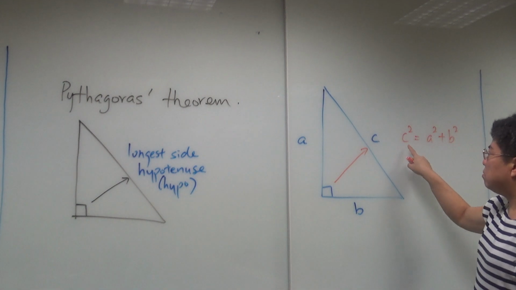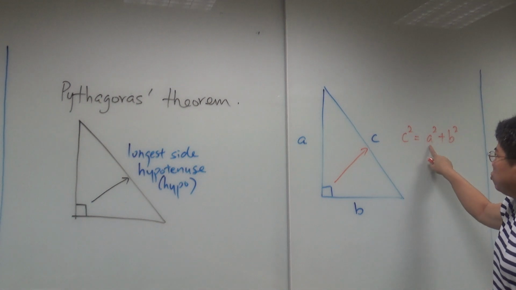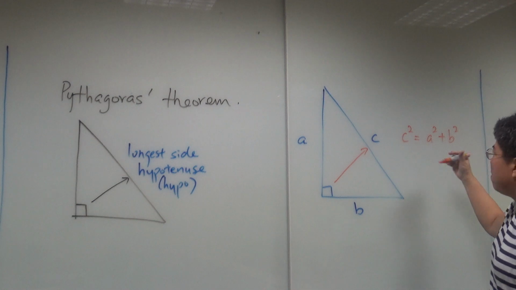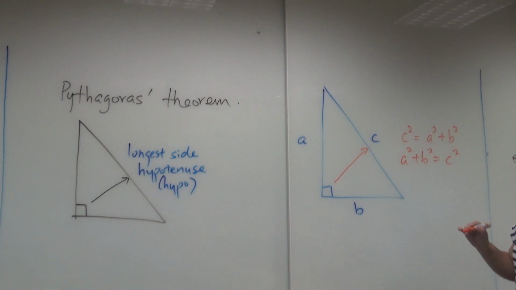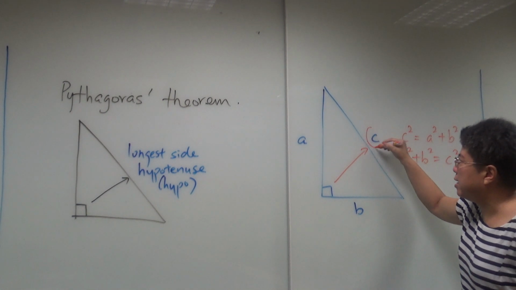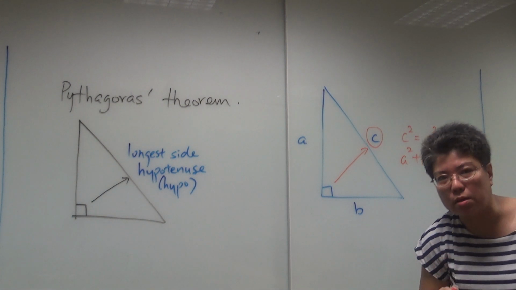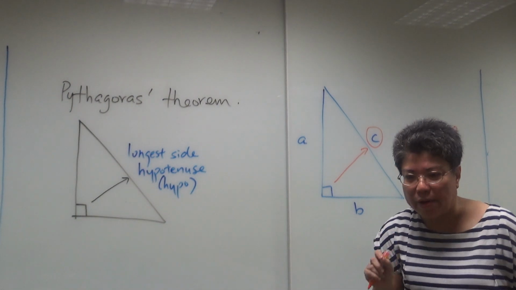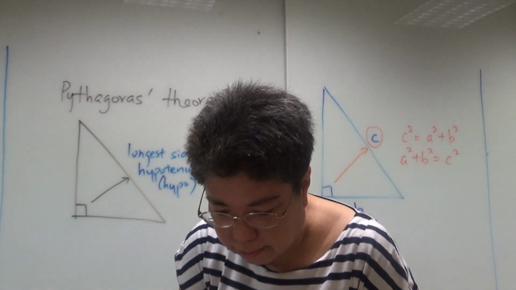Now this hypo, the longer side, must be alone, and the two other sides on the other side of the equal sign. You can also write it this way, but you must ensure that the hypo here, which is the longer side, is alone before you proceed to use the Pythagoras Theorem. This is a very important fact. This is found on page 199.